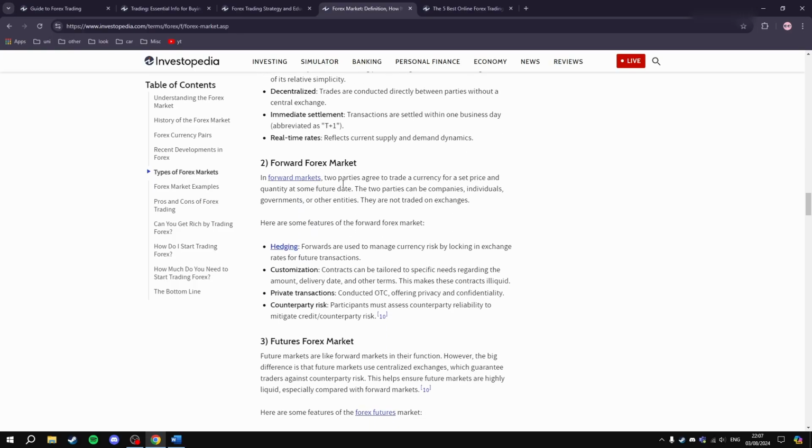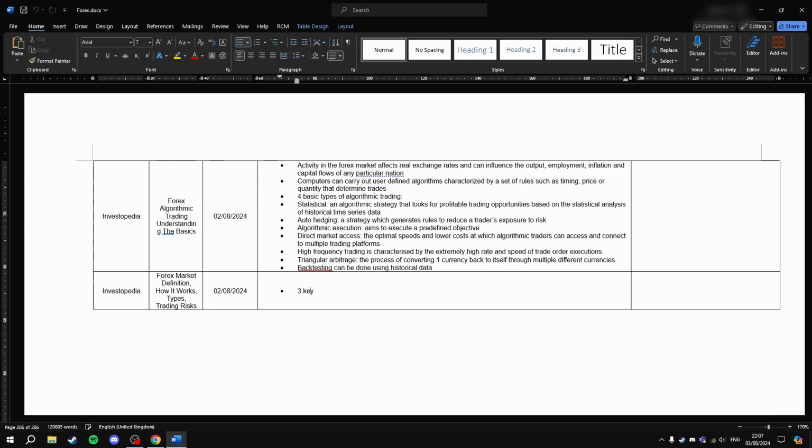Forward forex market. In the forward markets, two parties agree to trade a currency for a set price and quantity at some future date. So, three key types of forex markets: spot, forwards and futures.